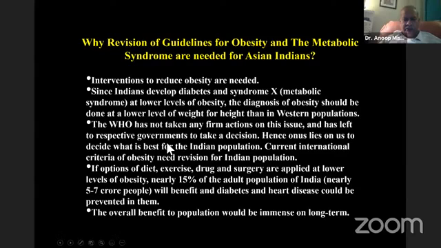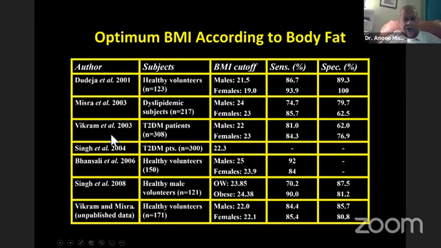And we calculated that if we decrease the BMI limit from 25 to 23, nearly 15% of the adult population of India, which means 5 to 7 crore people, will benefit, because the interventions will be earlier in them, and some may not develop diabetes or other comorbid diseases. So the overall benefit to the population would be immense in the long term. Now, we gathered a whole lot of studies, including several of our Indian studies. The first three are Indian studies, and then there are Dr. Bhansali's studies. In fact, most of the studies are ours at that point of time.